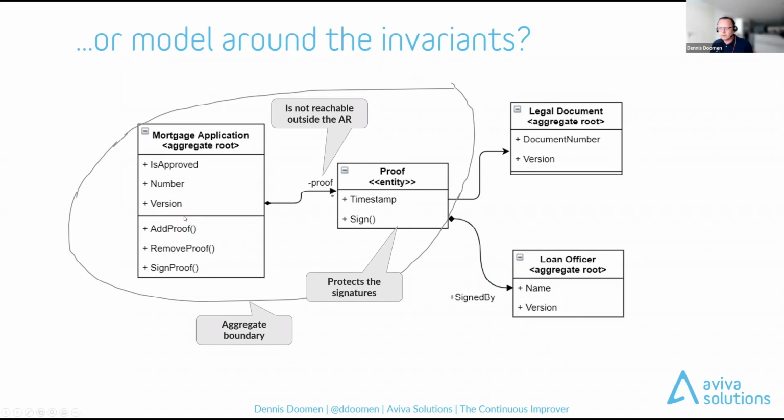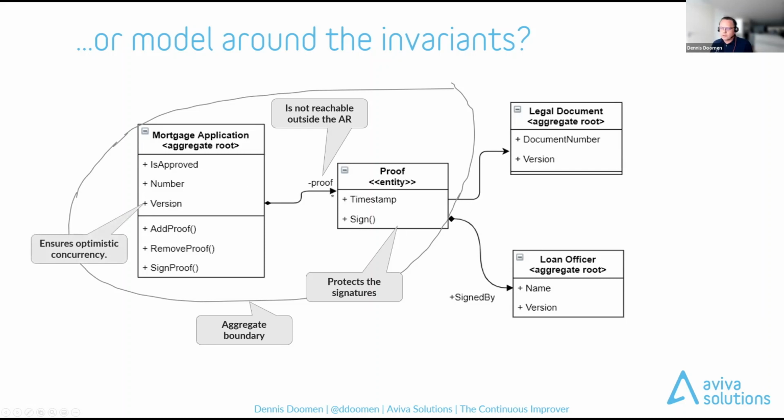So we have an aggregate which consists of two entities, mortgage application and proof. This is the aggregate root. So this one has properties and methods which are accessible from the outside of this class. But the proof isn't. So the only way to add proof or remove proof or sign proof is through the methods of the aggregate root. And we use versions in this case.